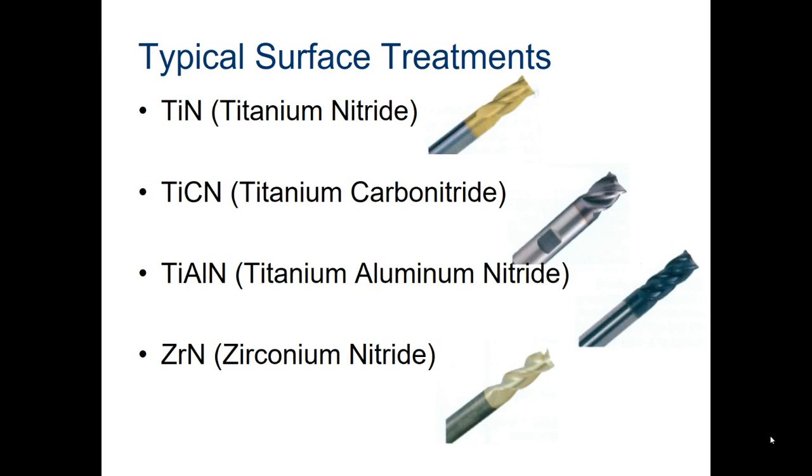The last one on here, this zirconium nitride, that one is really good for non-ferrous materials. So anything that's not basically iron based. So you're looking at aluminum, brass, copper, things like that. This one's really good for those types of materials. Leaves a really nice finish. And so there's a lot more out there than just these, but these are some pretty common ones.